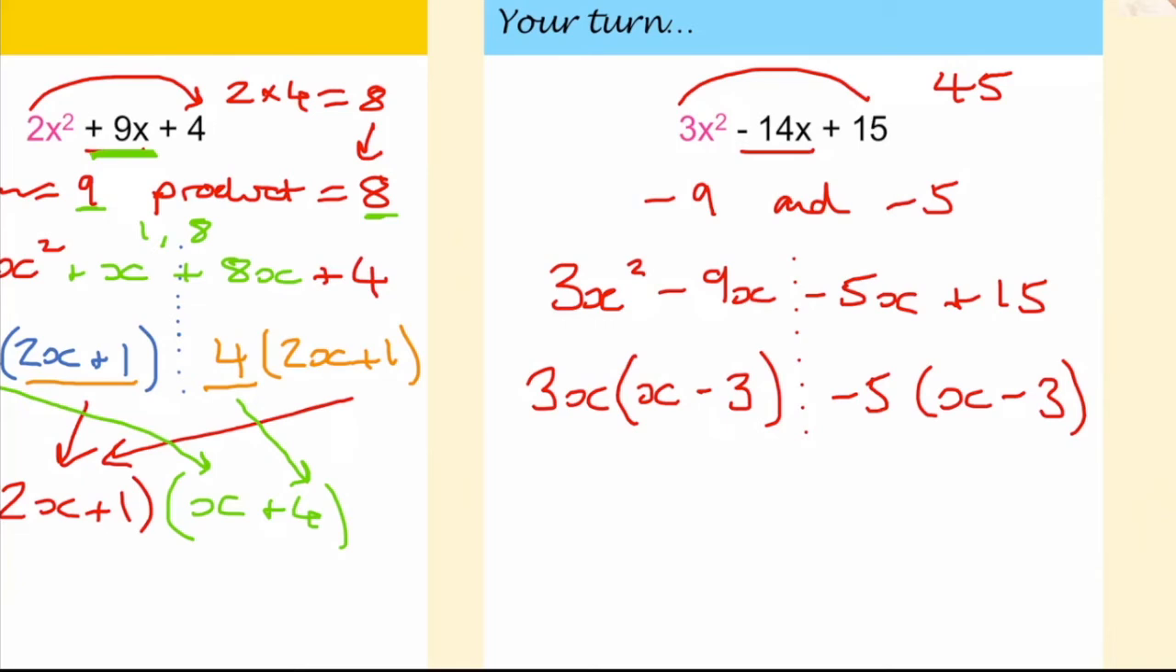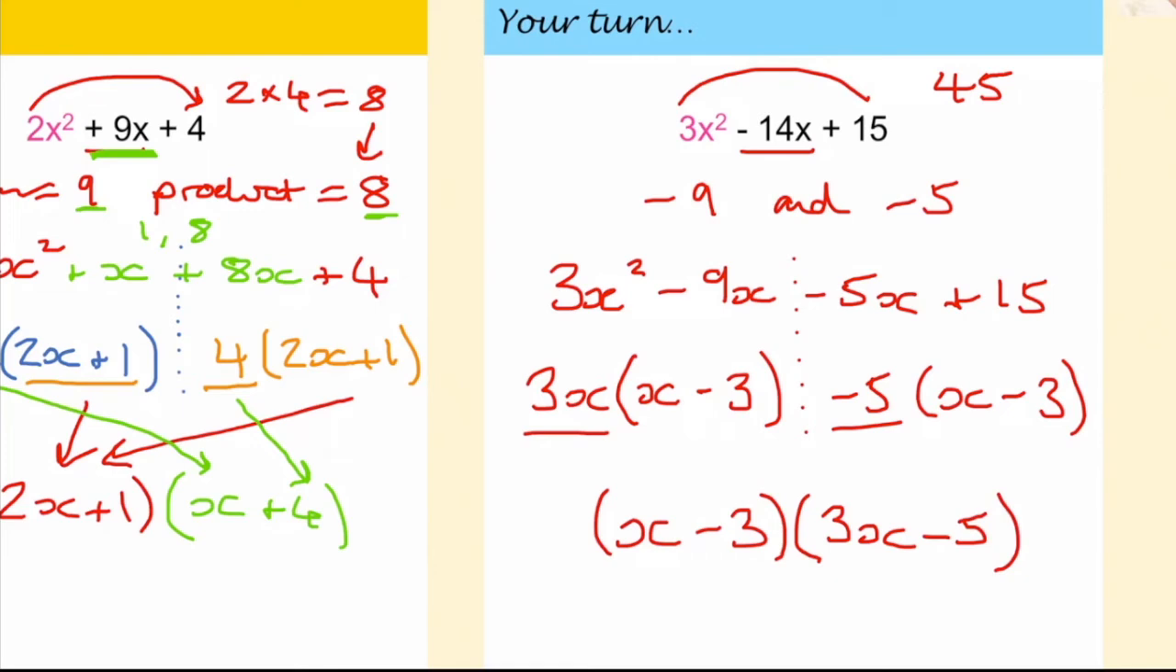Alright, now we've got our final answer, we've just got to write it out. The first bracket is the one that's the same, just the x minus 3 from both of those brackets. And the second one is those extras. So we've got that 3x from in front of the first bracket, and then we've got the minus 5 from in front of the second bracket. And if you expand that out, you would get back to the question.